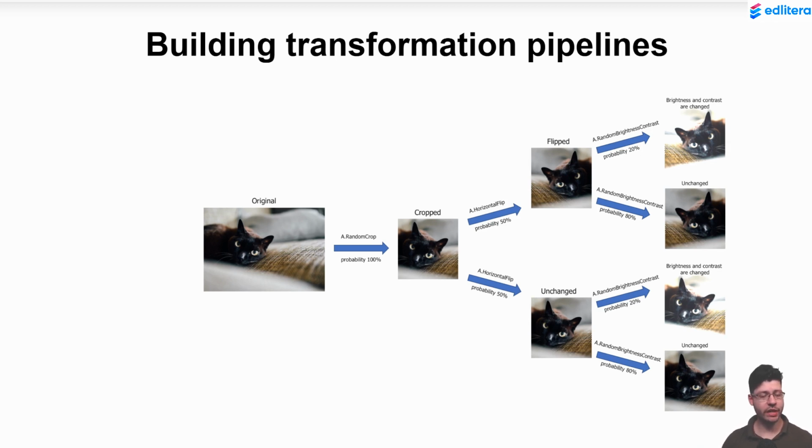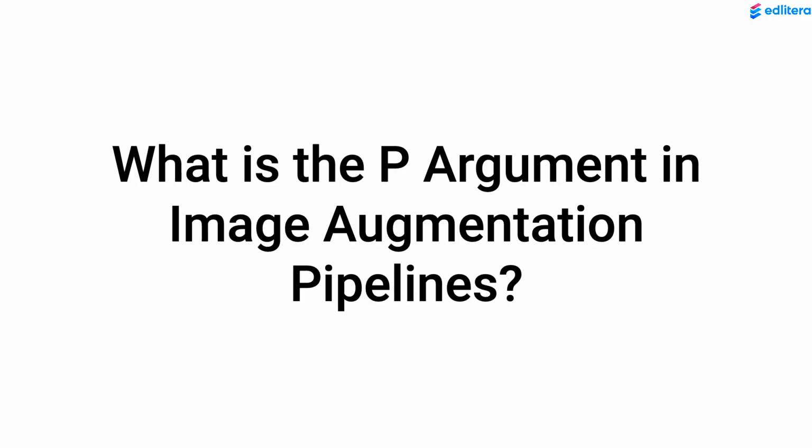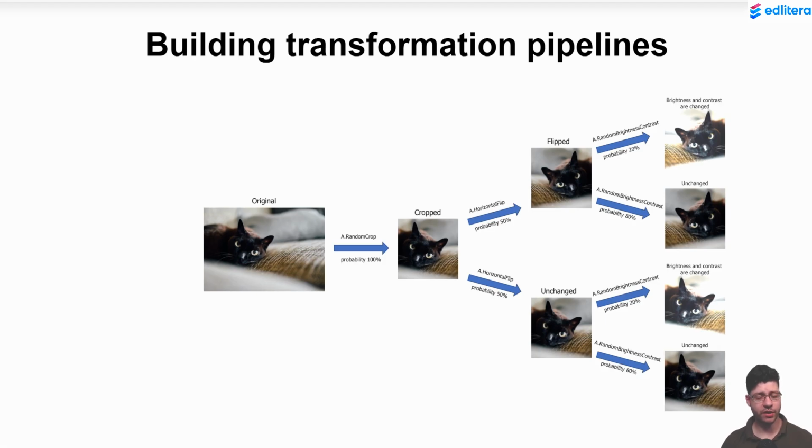But first off, let's explain the concept of probability. I mentioned earlier that I'm going to talk about the P argument of our transformations once we get to these image augmentation pipelines. The P argument is very important because it essentially defines the probability of applying a transformation to an image.